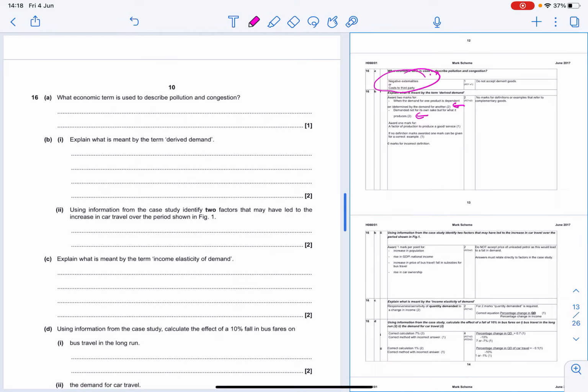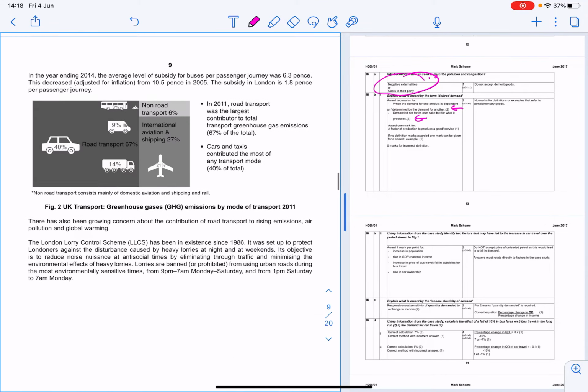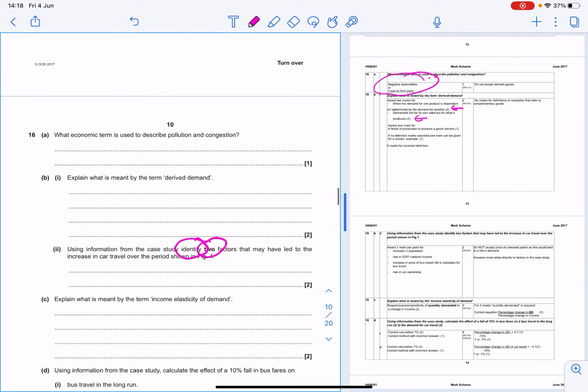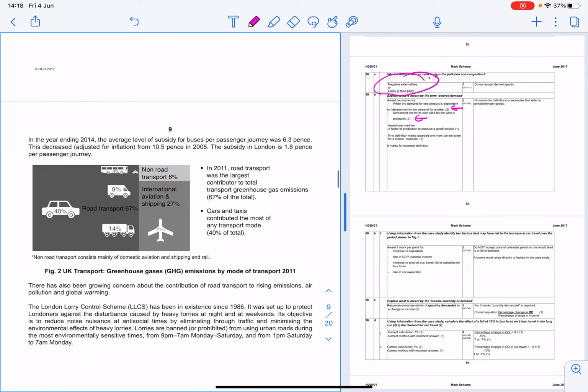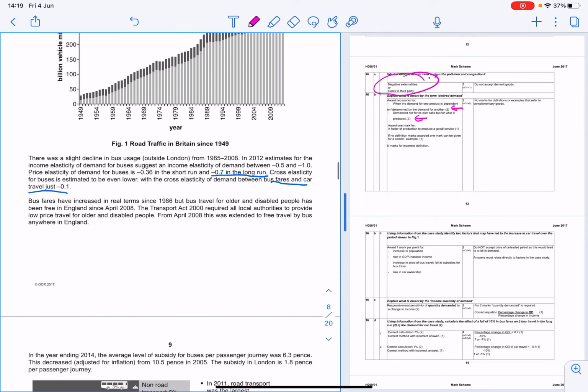Right, so this is where you need to use the case study. The next question, use information from the case study, identify 2 factors. So it says here identify, so you don't need to explain, you just need to identify, and you need to do 2. So this is a really short answer question. You need to go to the passage and you're looking at 2 factors that led to an increase in car travel over the period shown. So I've just underlined a few things, and some of them are relevant for the other questions. So we've got an increase in the number of cars and vans, we've got population has increased, we've got GDP has increased. So that's 3 things just after reading it fairly quickly.